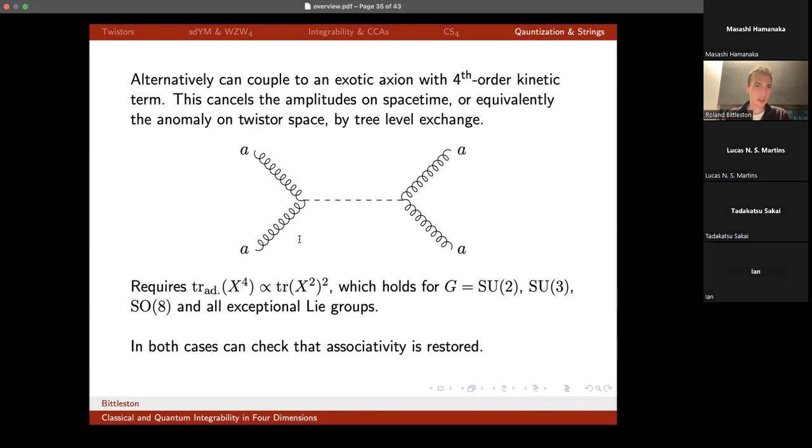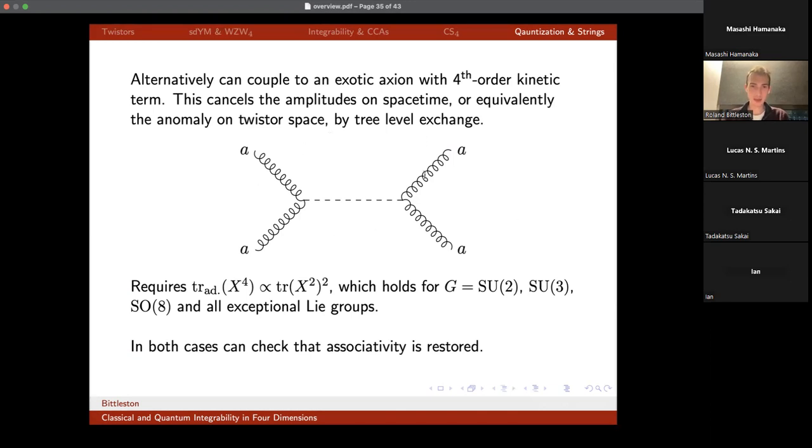But you can see that the color structure on this is going to be like trace X squared, squared, because it's coming from a trace F squared to trace F squared. But the anomaly was the trace in the adjoint of X to the fourth because it came from a box diagram. So this is only ever going to cancel the anomaly in the cases where we have this proportionality. And it turns out that's true of SU(2), SU(3), SO(8), and the exceptional Lie groups.